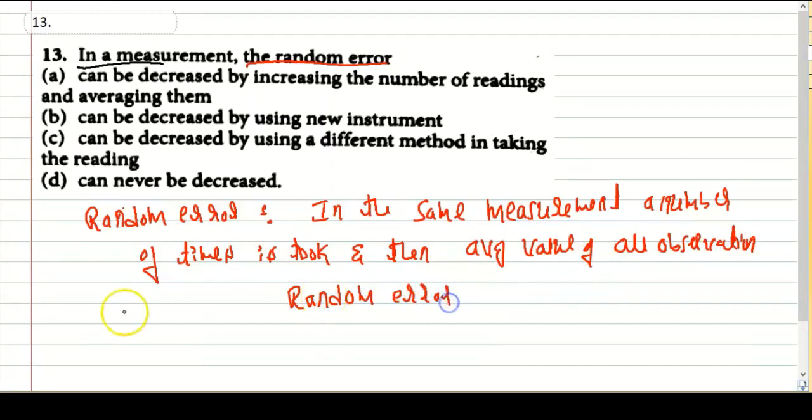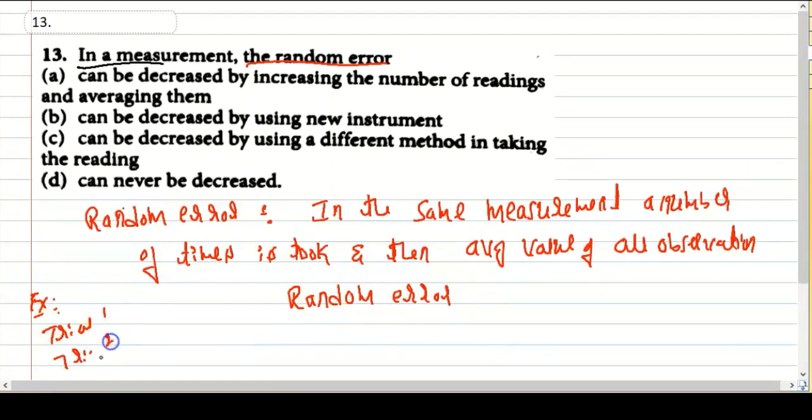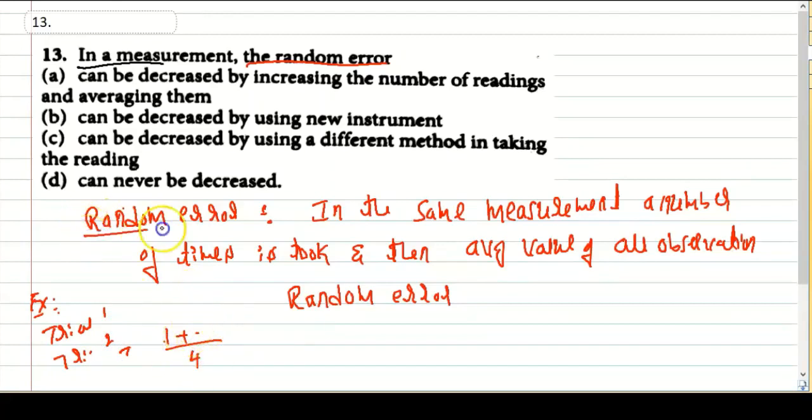For example, in this experiment you take a number of trials: trial number 1, trial number 2, trial number 3. Take the average, trial 1 plus 2 plus 3, divided by how many trials there are. That is the random error. It can be decreased by increasing the number of readings. This error is decreased by increasing the number of readings and averaging them. This is correct.